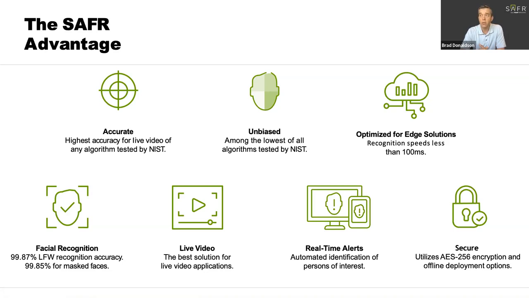We also have very strong scores within NIST for bias, which is another important feature for facial recognition. If you look at our scores compared to competitors, we are at the top within the NIST rankings, and that's because we did the development internally with data sets that we curated and that we control. So we were able to make sure that bias didn't creep into those algorithms. So that's just an overview of the SAFR algorithms and why these algorithms that we created are the best algorithms for this type of application.